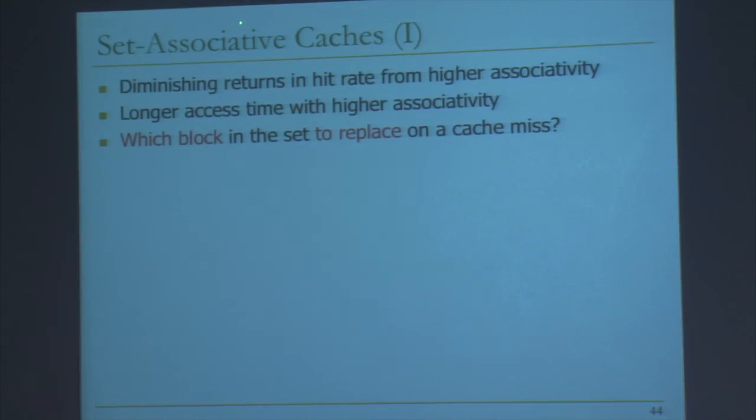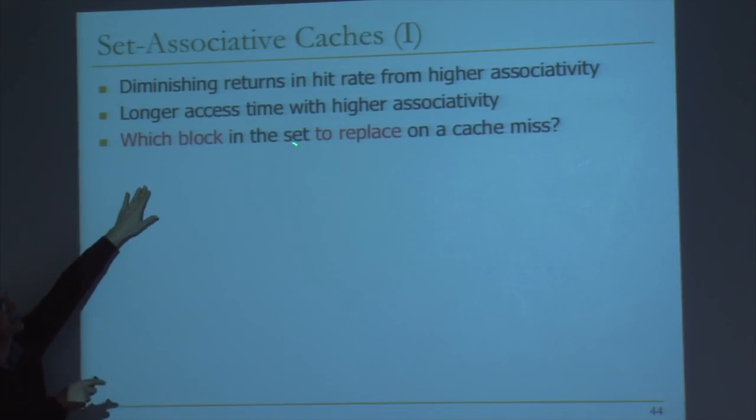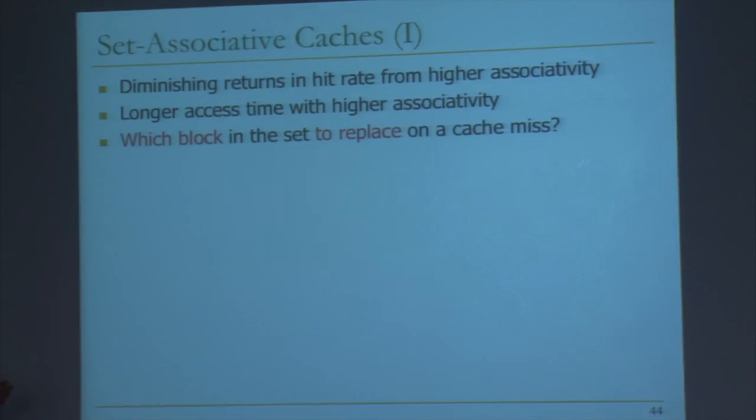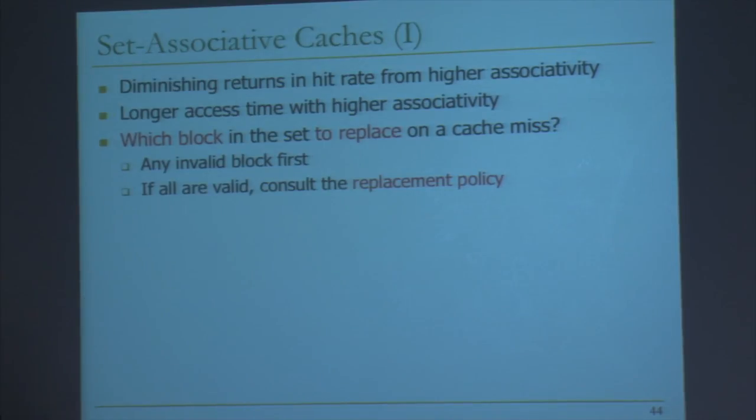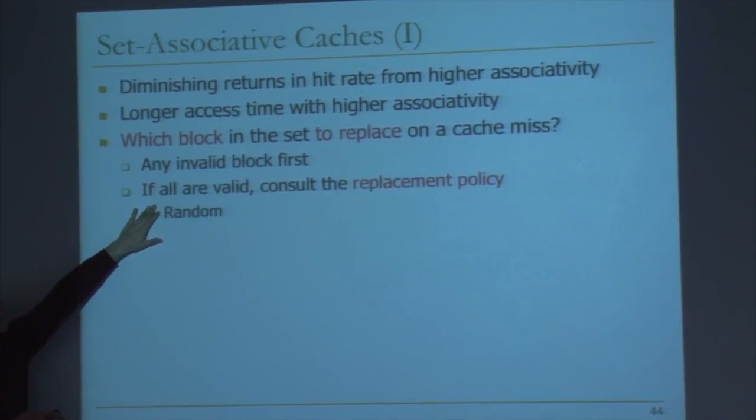One issue that arises in set associative caches that doesn't arise in direct map cache. In direct map cache, you don't have the decision of which block in the set to replace on a cache miss, because you can only house one block in the set. In associative caches, set associative caches, you have that decision. And this leads to a lot of different replacement policies. Well, first of all, if there's an invalid block first, it's probably a good idea to place the block that's coming in into that invalid location. But if all of the blocks in the set are valid, a replacement policy is consulted. And there could be many different choices. One could be, for example, you have a four-way associative cache, and you randomly pick one, a valid one. Is this a good idea?